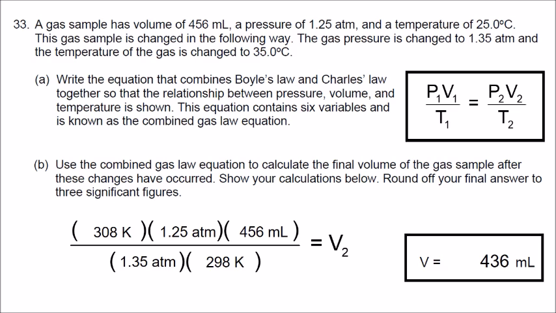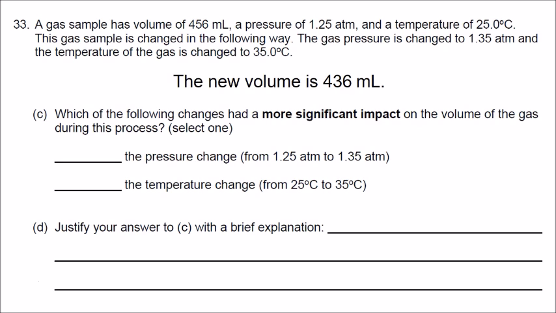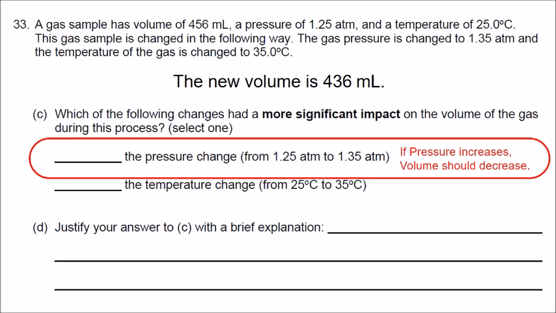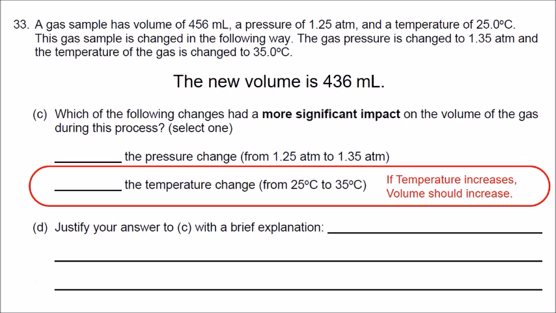Now, in part C, we've got to decide which of the following changes had a more significant impact on the volume of the gas. The new volume is 436 milliliters. Let's consider each change separately. So if we had just increased the pressure, we would have predicted that the volume should decrease based on Boyle's law. On the other hand, if we had just increased the temperature, the volume should have increased based on Charles' law. And since those changes are going to affect the volume in different ways, the correct answer has to do with what really happened to this gas.